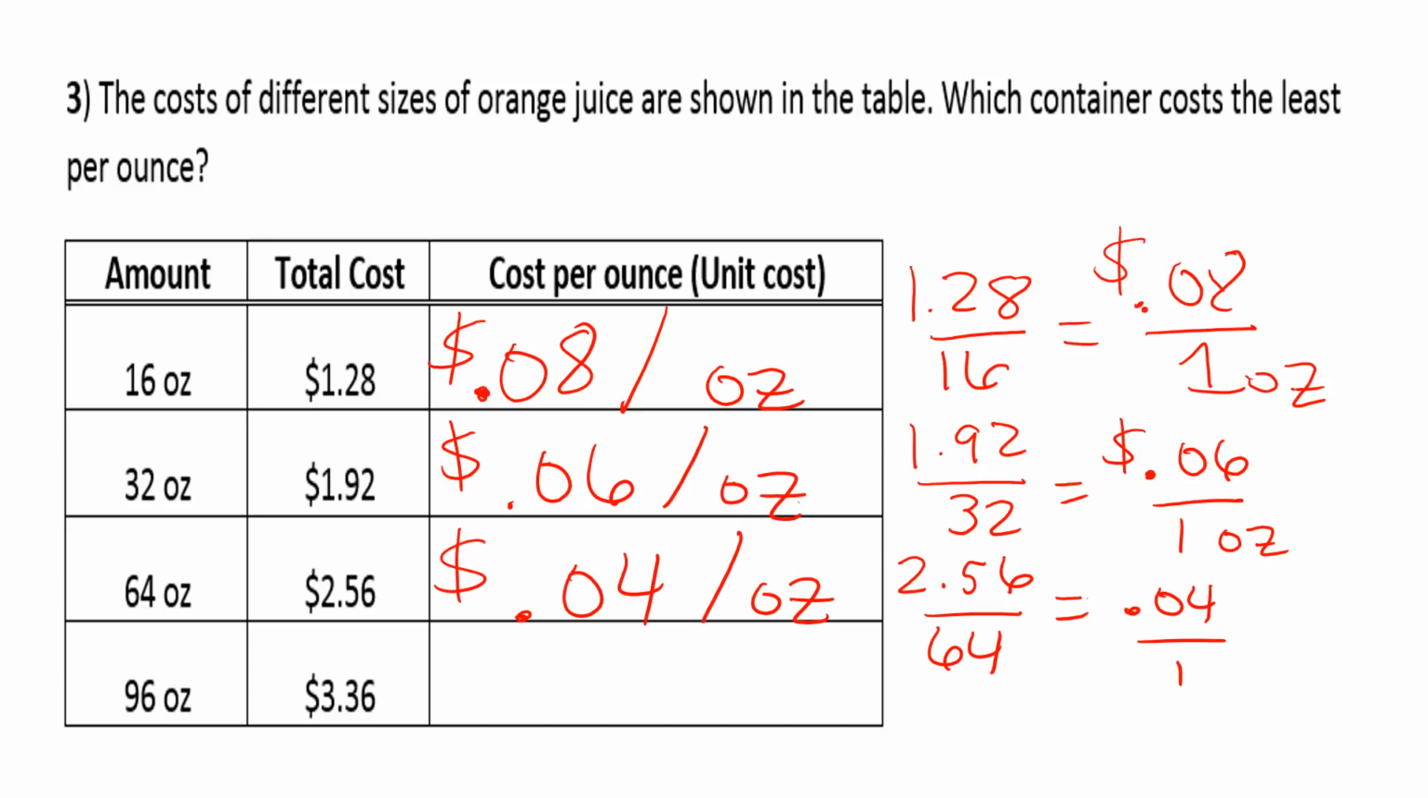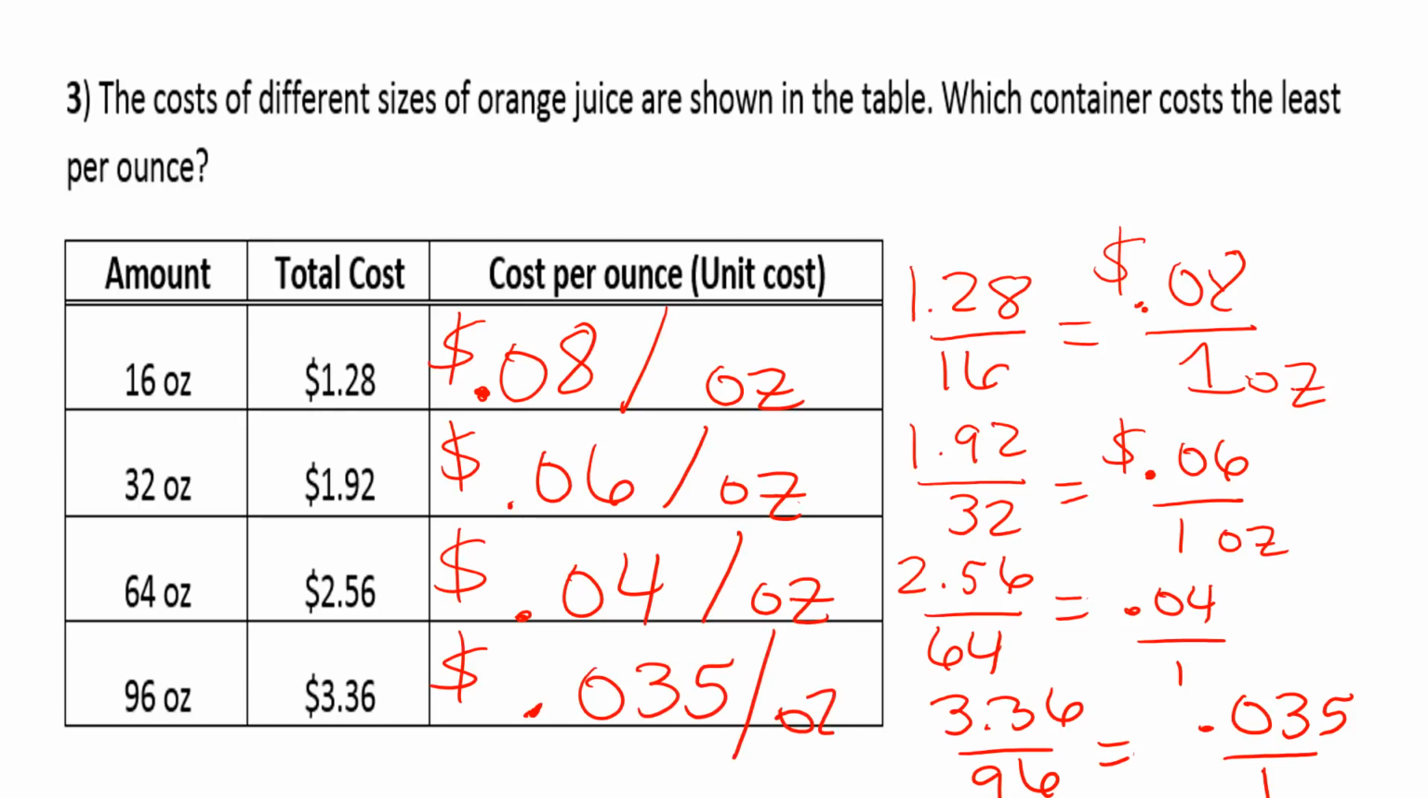Lastly, we have $3.36 for 96 ounces. 3.36 divided by 96 equals 0.035 over 1. Since we are dealing with money, we would round that to 0.04, but we notice that 64 ounces is 4 cents. So we're going to leave it 0.035 per ounce. Therefore, 96 ounces is your best bet, best choice.